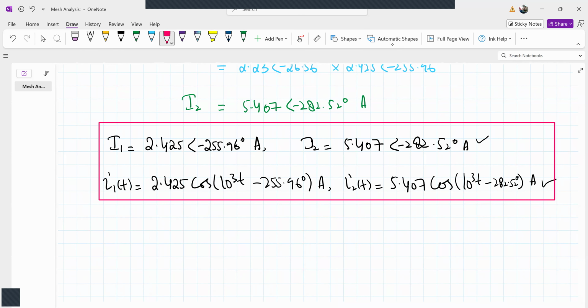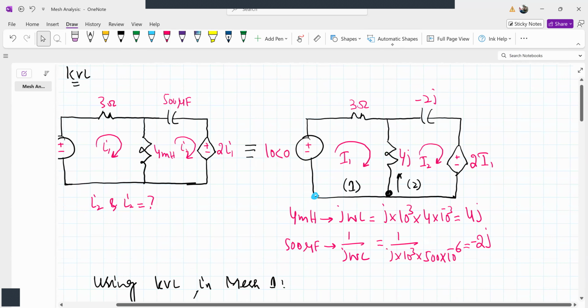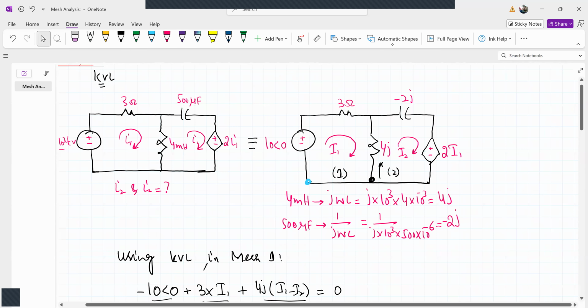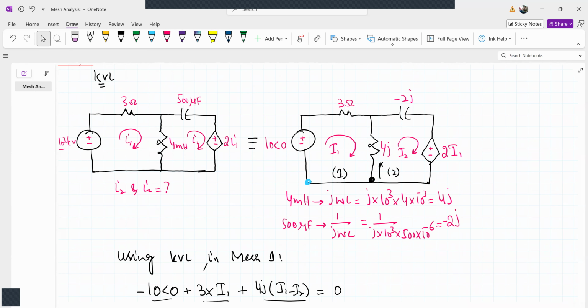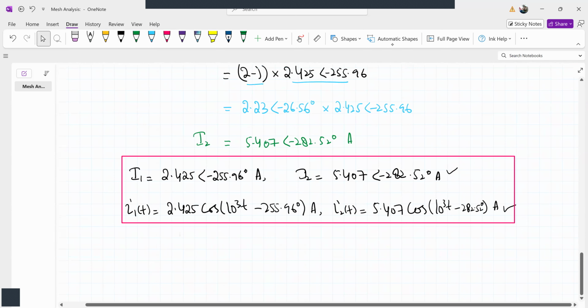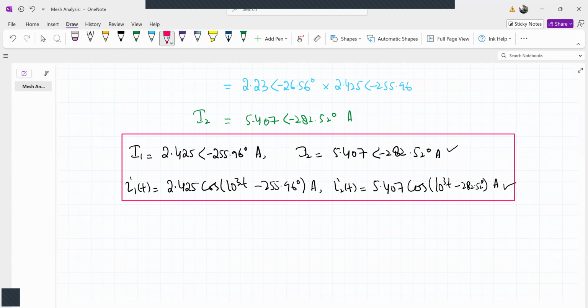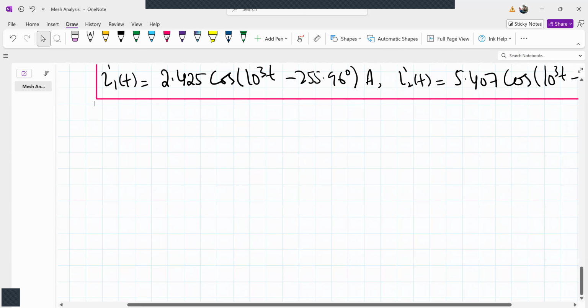Our goal was to find the mesh currents I1 and I2. What we did, we converted the circuit into the phasor form. Then we wrote the KVL for the two meshes, solved for capital I1 and I2. We got the answer here, and then we converted the phasor currents to time domain. Okay, let's consider one more problem. Very simple problem.